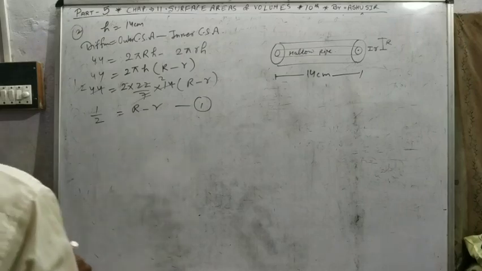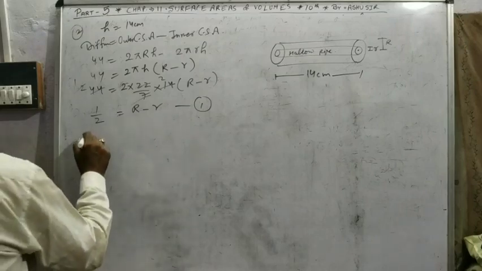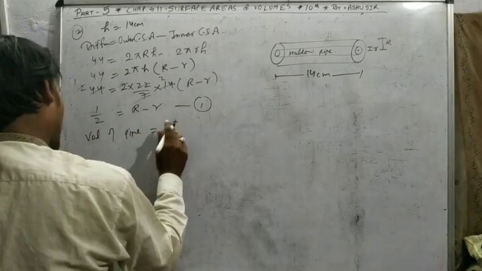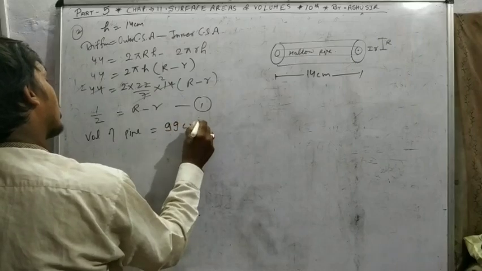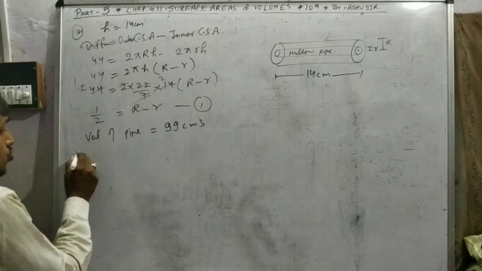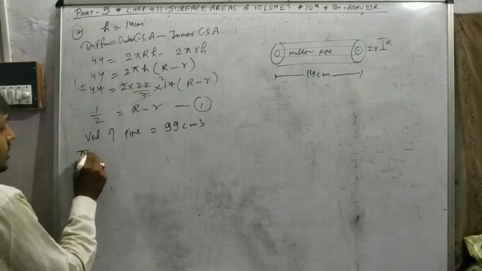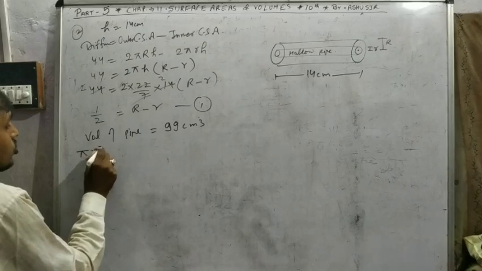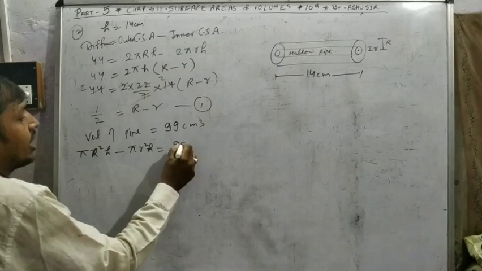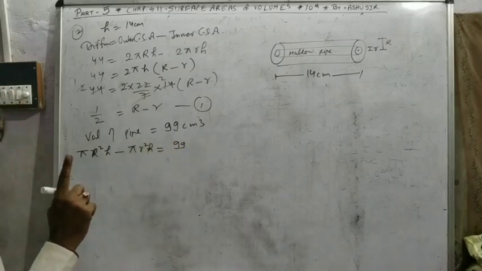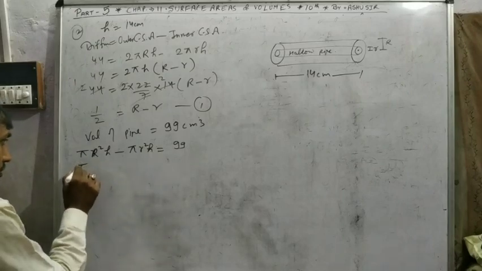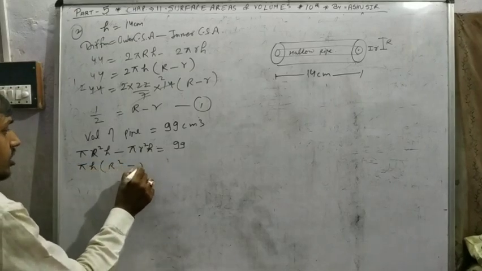And the pipe volume means the volume of the pipe is 99 centimeter cube. So what's the volume of the pipe? That is pi R square h minus pi r square h is equal to 99. It means outer volume minus inner volume is the volume of the hollow cylinder. Pi h is common.